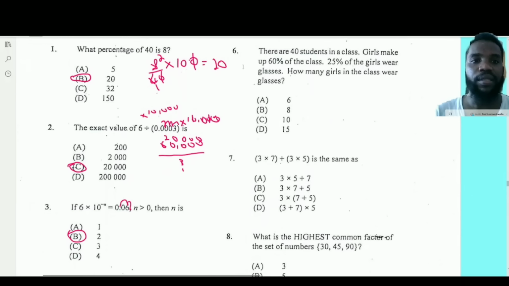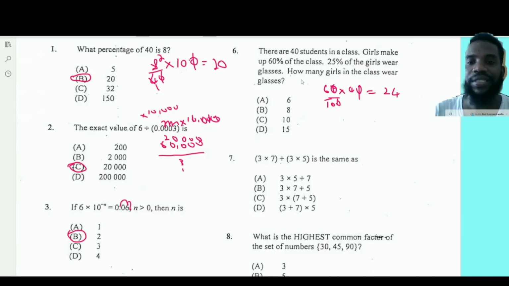Question 6. It says there are 40 students in a class. The girls make up 60% of the class. 25% of the girls wear glasses. How many girls in the class wear glasses? Alright. So girls make up 60% of the class. So let's see how many girls we have first of all. So it's 60 over 100 multiplied by 40. Alright, quickly working with the zeros. 6 fours is 24. So we know that there are 24 girls.